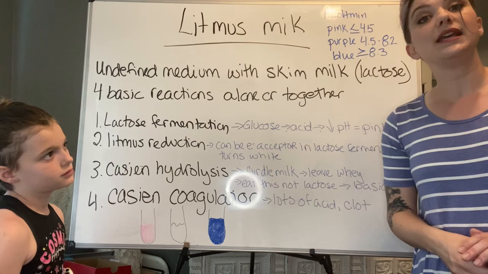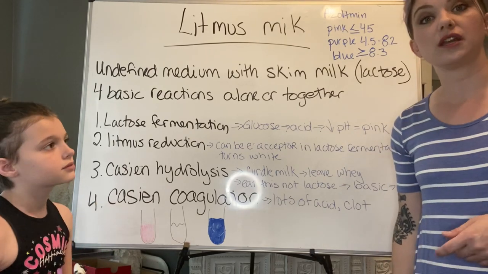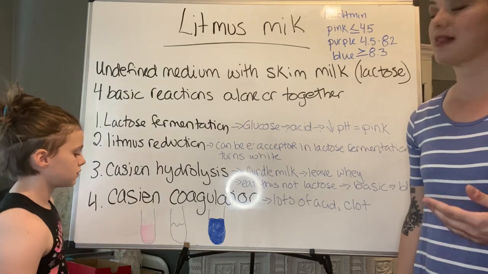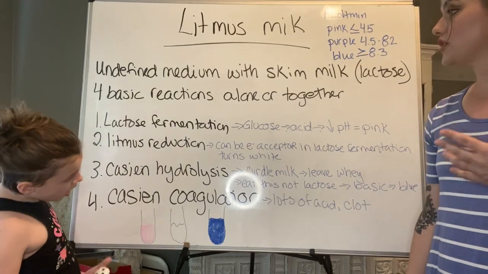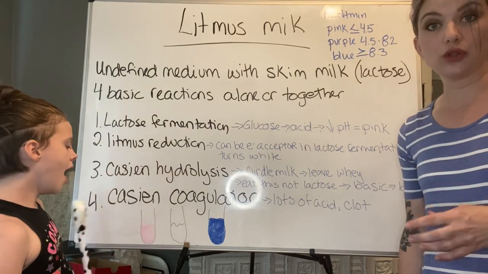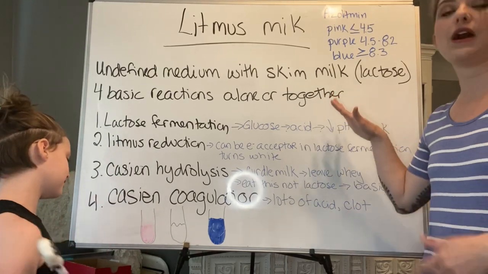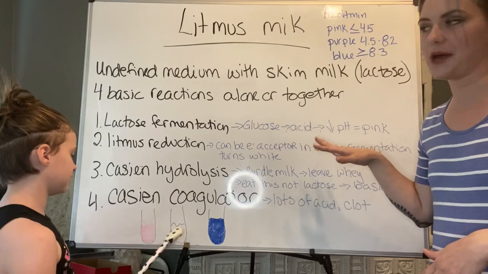The second one is a litmus reduction. So litmus can act as an electron acceptor in lactose fermentation. So if the litmus is reduced, it turns white. So you could have a pink tube with like white in the bottom.